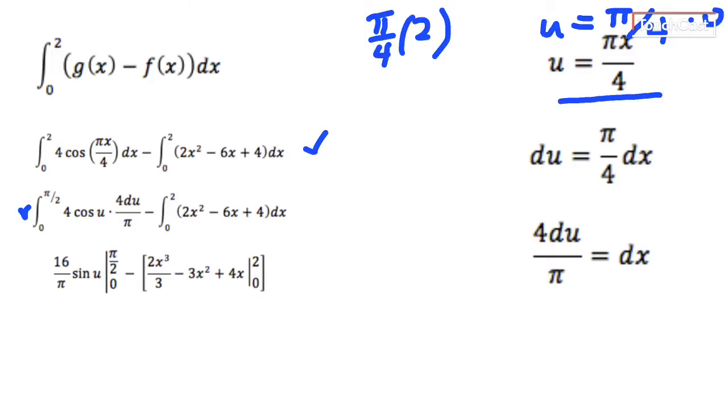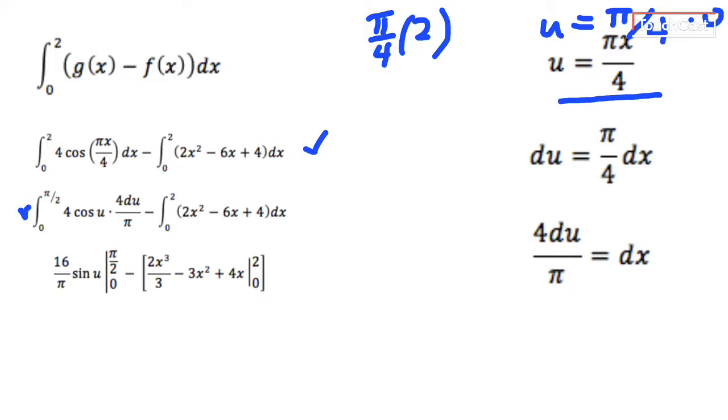So now I'm going to be able to find an antiderivative for 4 cosine u. Well, the derivative of a sine is cosine, so the antiderivative of cosine must be sine. So my antiderivative is going to be 4 sine of u times this 4 over pi. So that makes 16 over pi sine of u. All right, I'm going to erase that. And then I'm going to subtract my other antiderivative evaluated from 0 to 2.